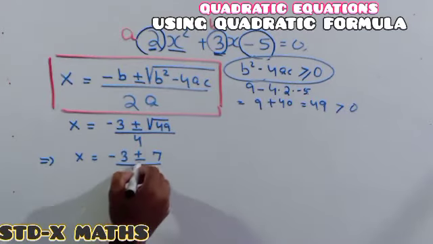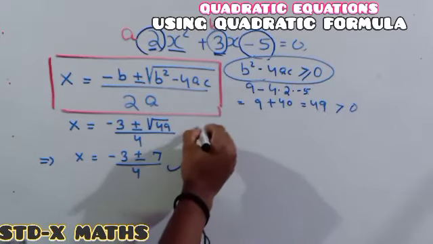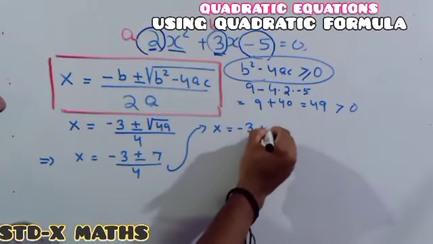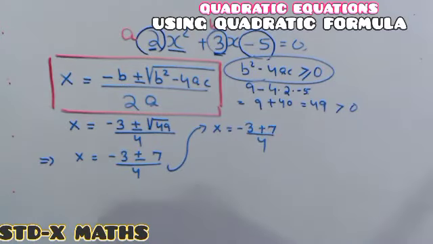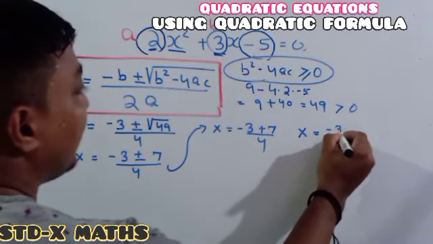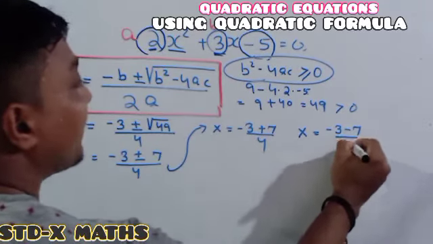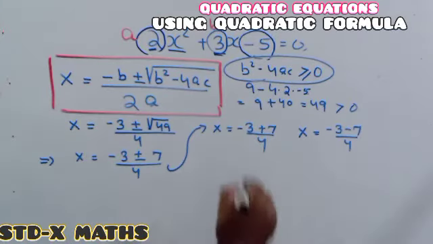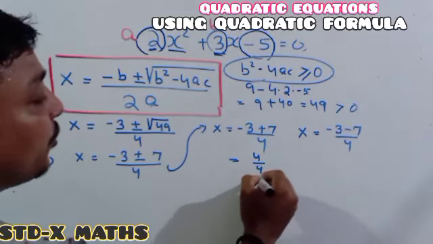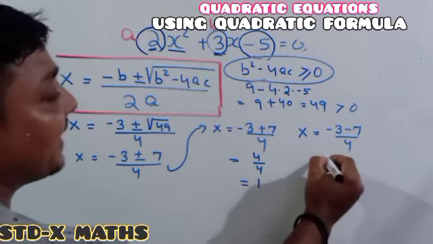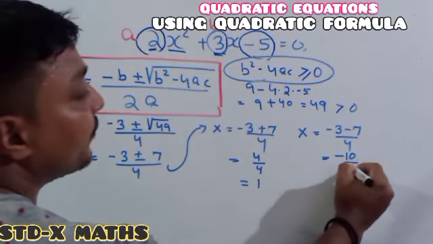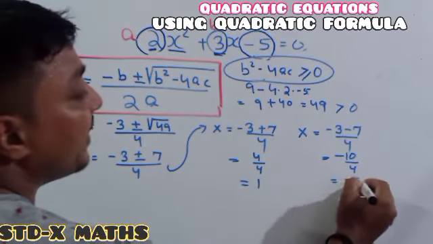See, here it is plus, and the other one is minus. It means two chances will come. One is x equal to minus 3 plus 7 divided by 4, and the other is x equal to minus 3 minus 7 divided by 4. You have to solve and find it. 7 minus 3 is 4 by 4, which is 1, and here minus 3 minus 7 means minus 10 divided by 4, which gives us minus 5 by 2.